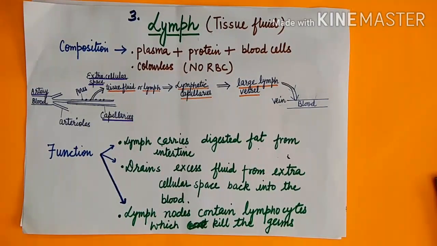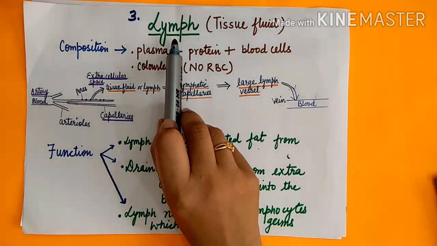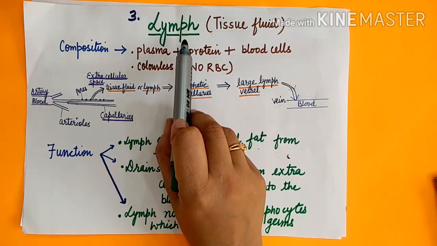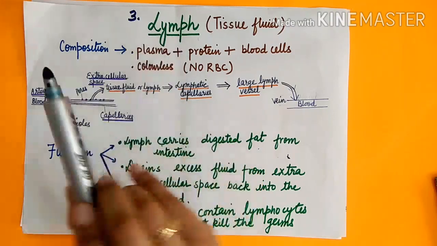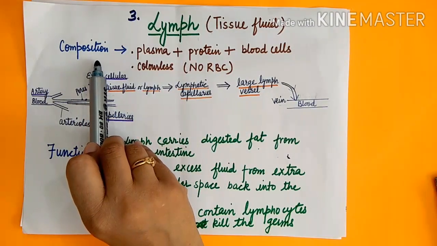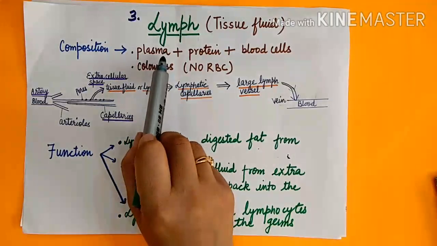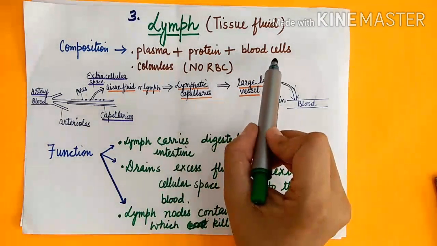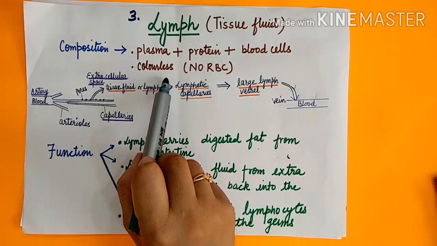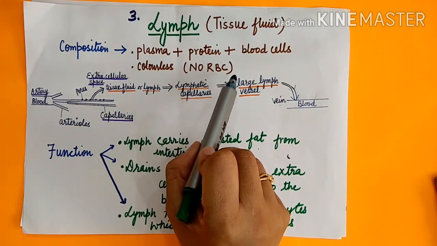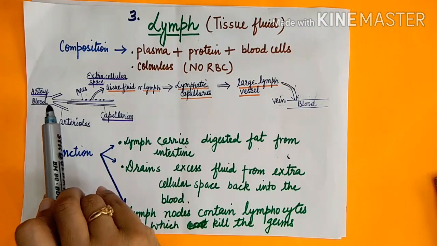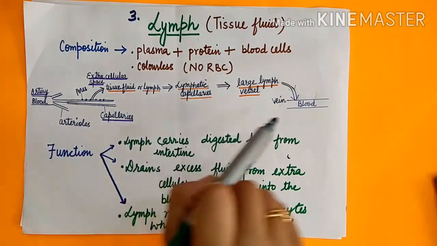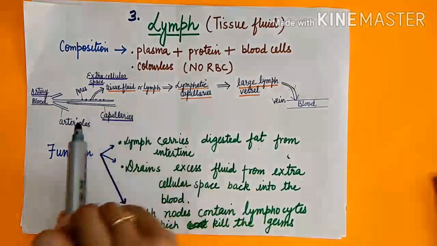Let's learn about the third circulatory component, which is lymph. The other name of lymph is tissue fluid, and a short note on lymph can be asked in your exam. If we talk about the composition of lymph, it consists of plasma, protein which is less compared to blood, and blood cells. It is colorless because there are no RBCs. Clear? Now through this flow chart, you will come to know how lymph works in our body.